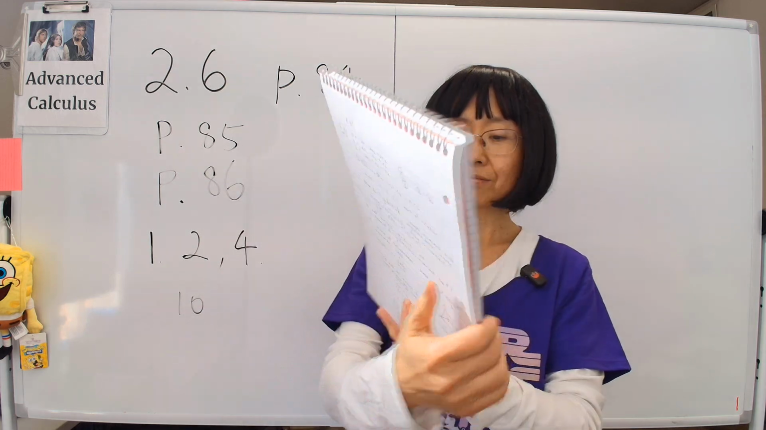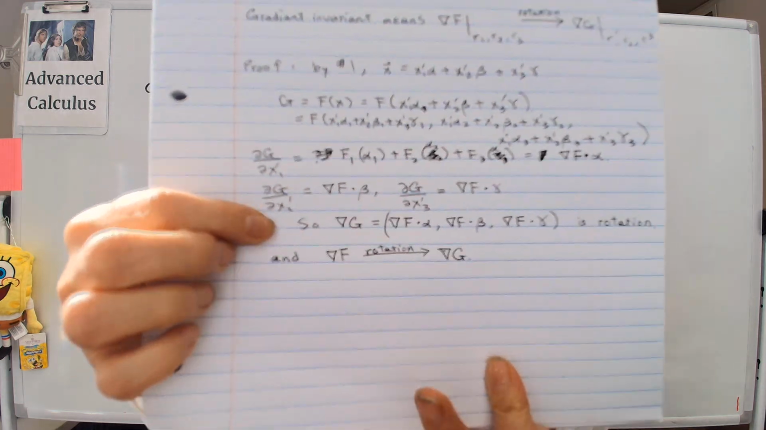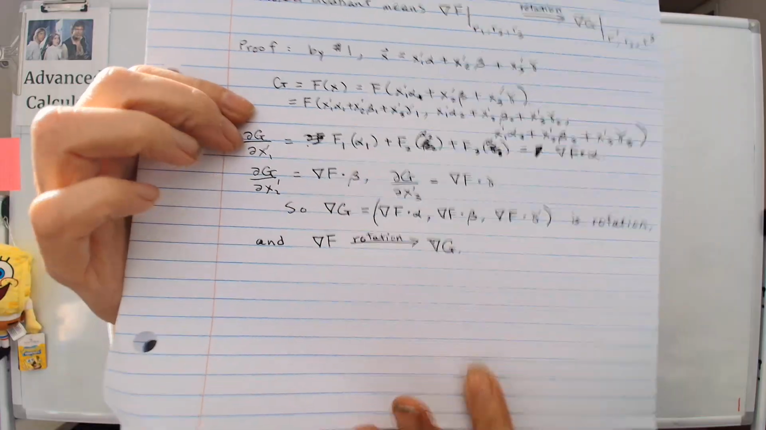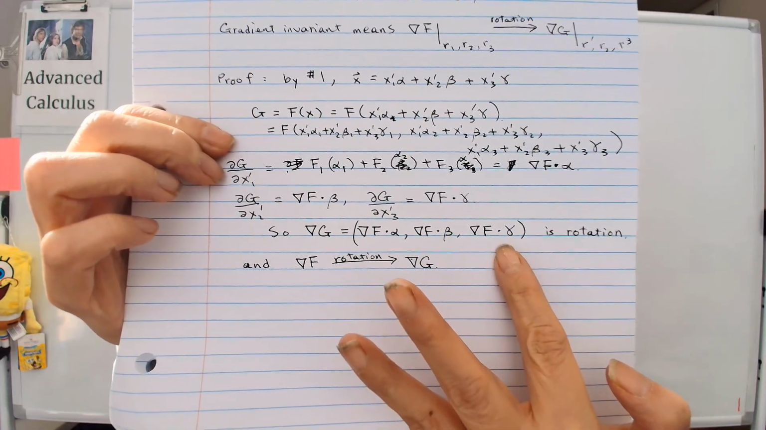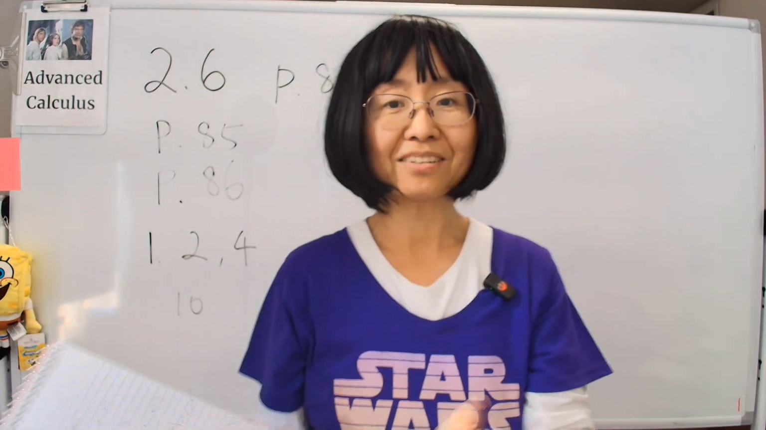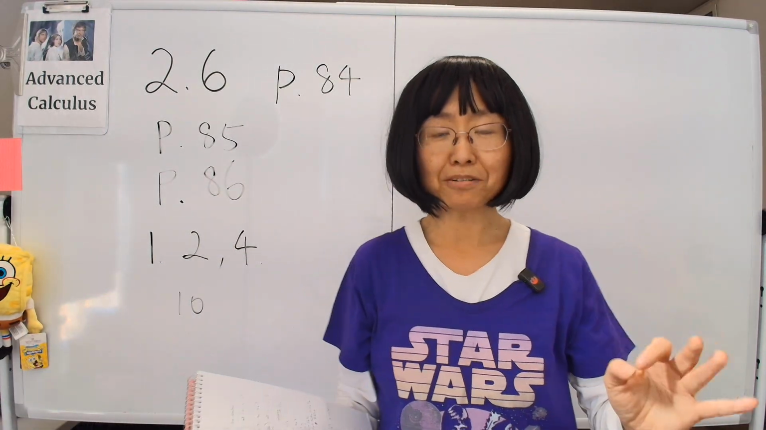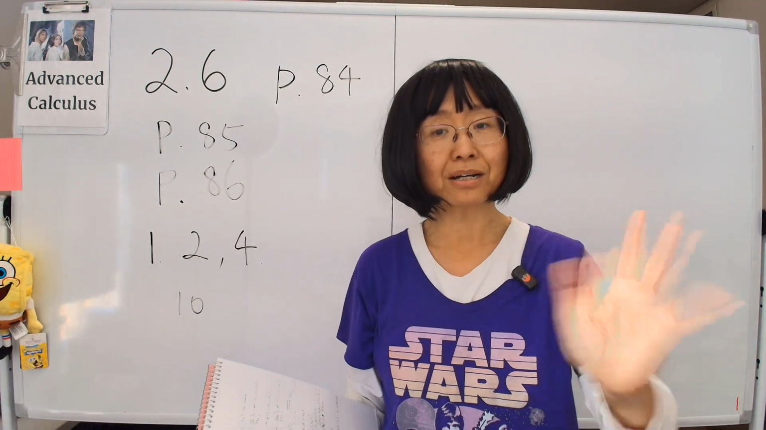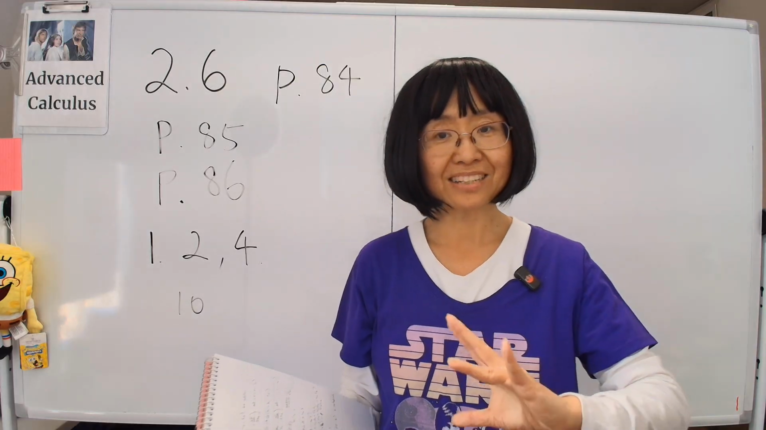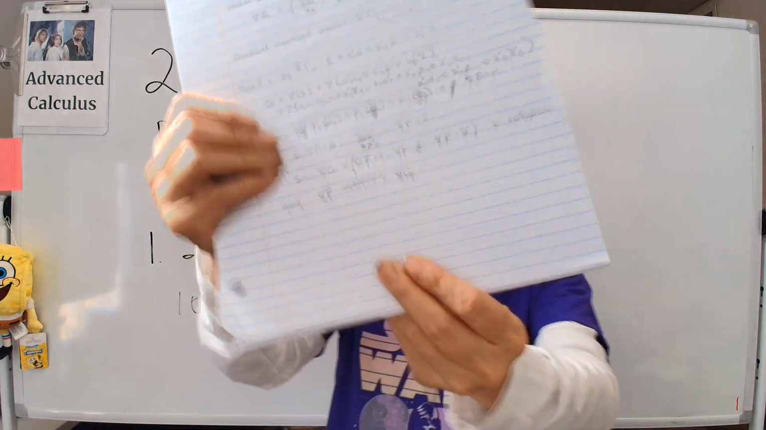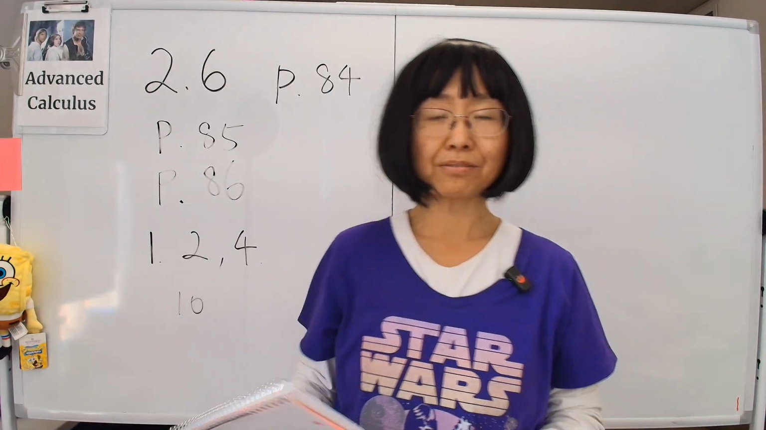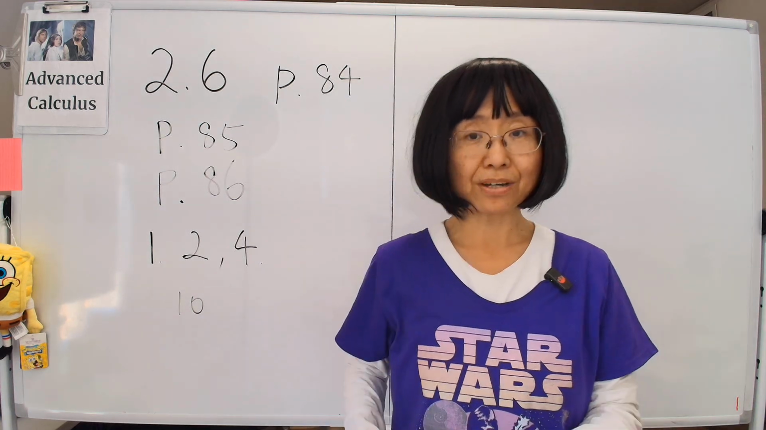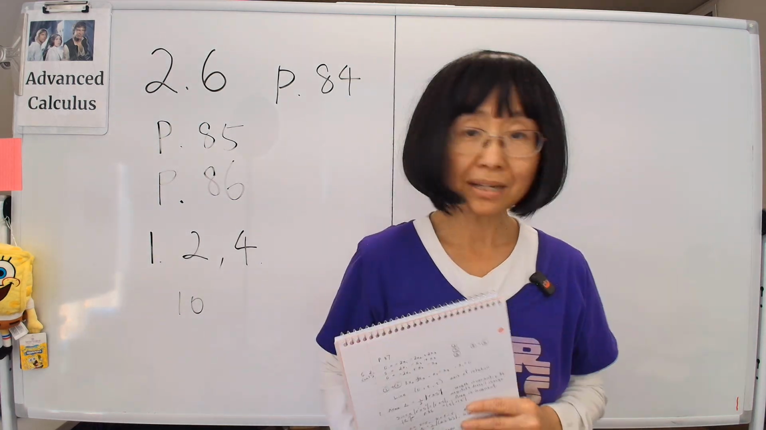So what that means is that del g is equal to del f dot alpha, del f dot beta, and del f dot gamma, which is the definition of the rotation. The rotation says you take the old x and dot it with each new axis, and that is the rotation process. And therefore, del f through the rotation does become del g, and that's why we say that the gradient is invariant under rotation. And that marks the end of this section.